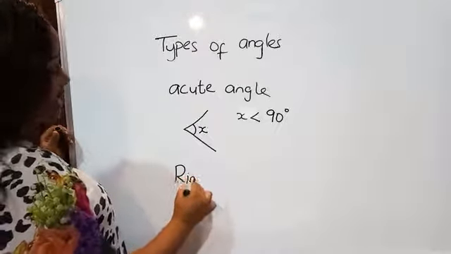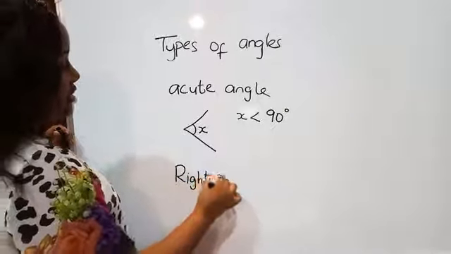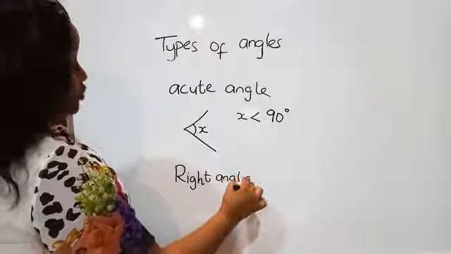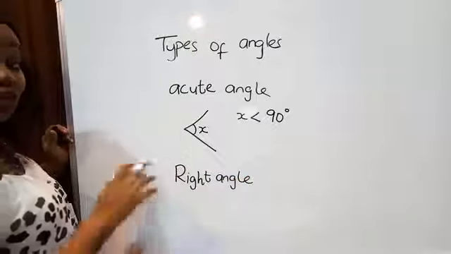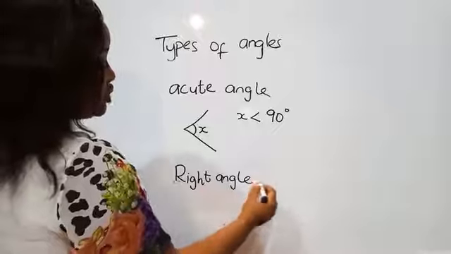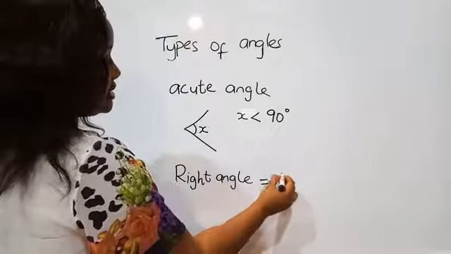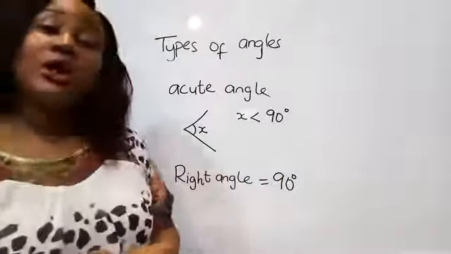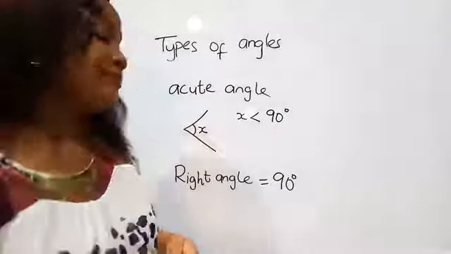Okay, so now let's look at a right angle. And this is a very important angle. Very, very important angle to humanity. And is 90 degrees. A right angle is equivalent to 90 degrees.